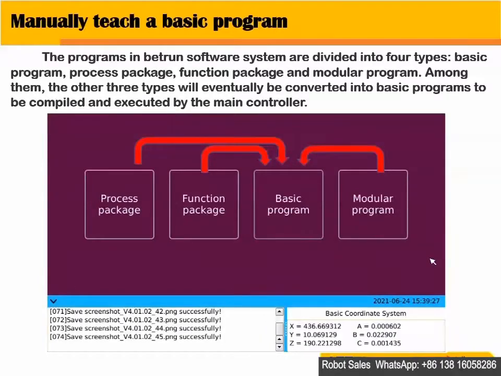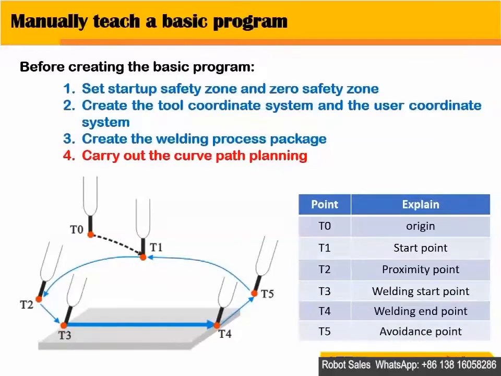by the MIG controller. Before creating the basic program, you should firstly set setup safety zone and zero safety zone. Secondly, create the tool coordinate system and the user coordinate system. Thirdly, create the welding process package. Fourthly, carry out the code path planning.